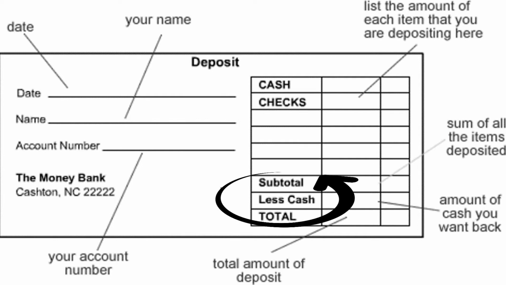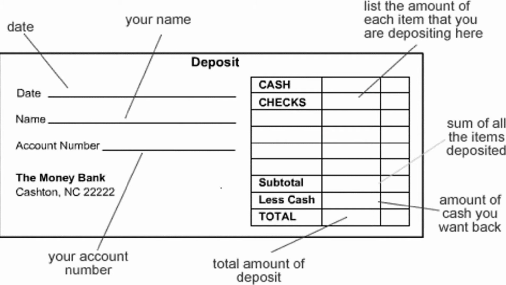Then below it, write the amount of cash you want to get back. This is in case you're giving more than the exact amount that you want to deposit. Then finally, after you completely fill out the form, you are now ready to give the form to one of the tellers in the bank, but you have to wait until your priority number is called.